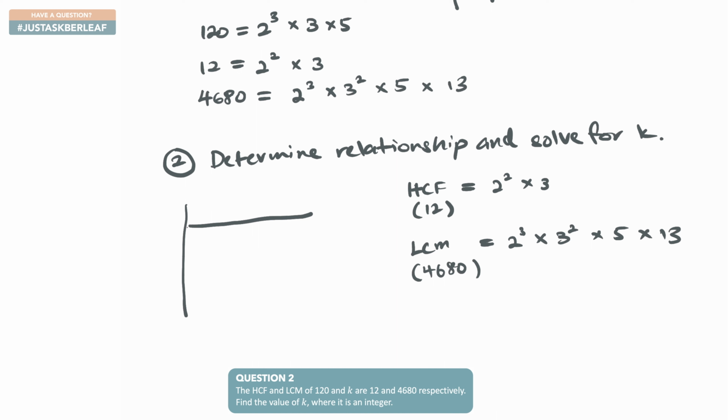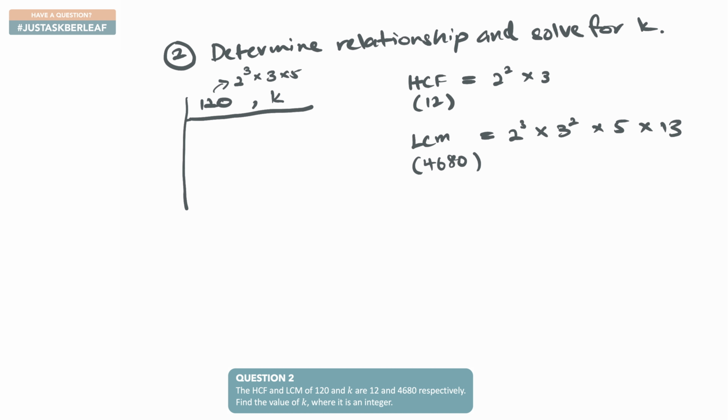Alright, let's draw it out. On the very first row, we have 120, which is represented by 2 cubed times 3 times 5. Alright, and also not to forget k. Okay, let's fill in the rest of the information into this ladder method.